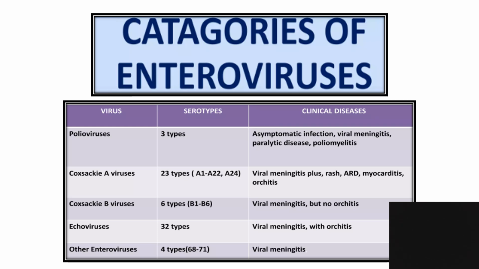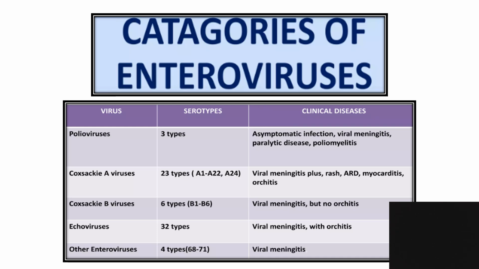What are the various categories of enteroviruses? One is polioviruses, which are available in three serotypes. Their main features are asymptomatic infection. They are responsible for causing asymptomatic infections, viral meningitis, paralytic diseases, and poliomyelitis. Poliomyelitis is very common because it causes polio in our childhood.